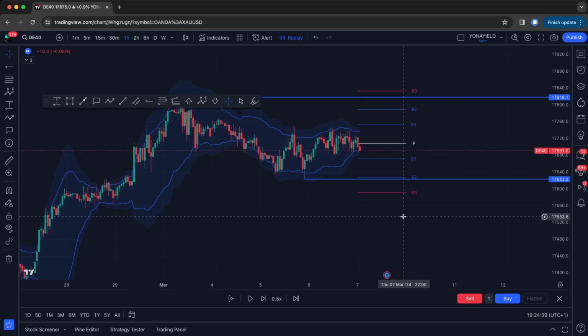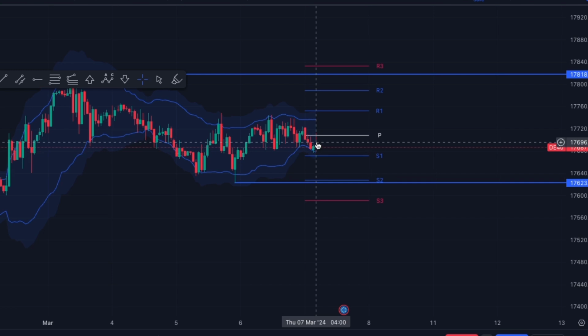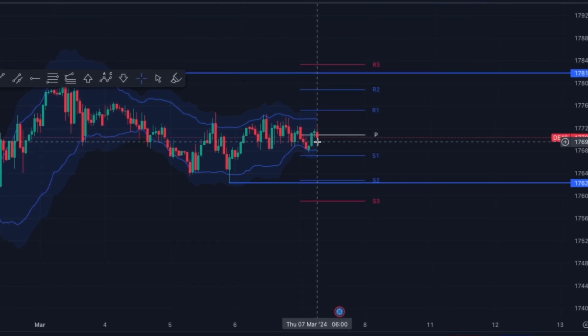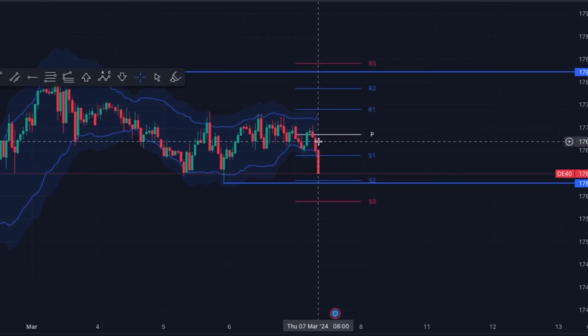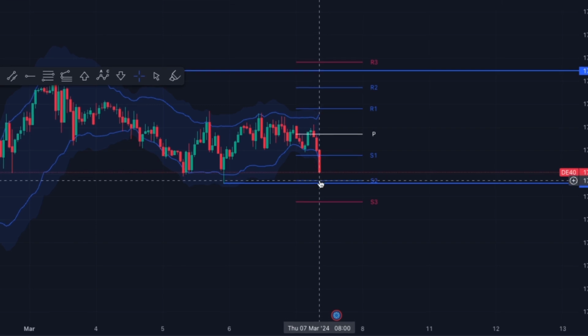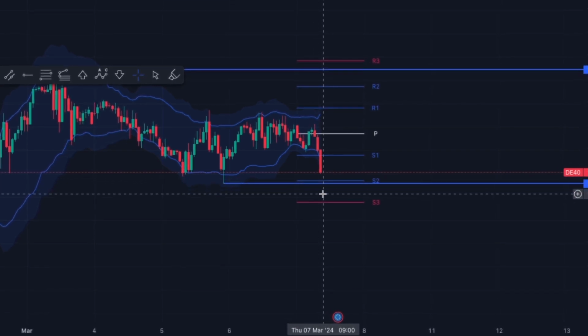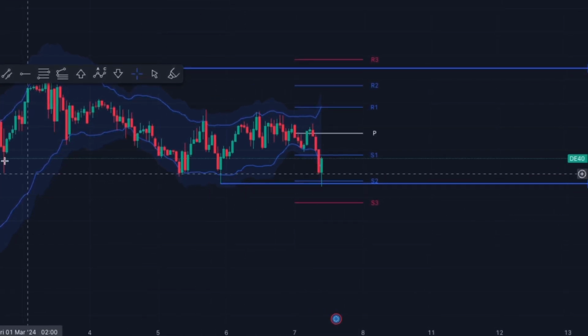So the next day is coming. We're immediately under the pivot here. Now pulling back. Now let's see, where is the opening? Here is the opening. This is 8 o'clock, 9 o'clock is coming now. Here is the liquidity grab.